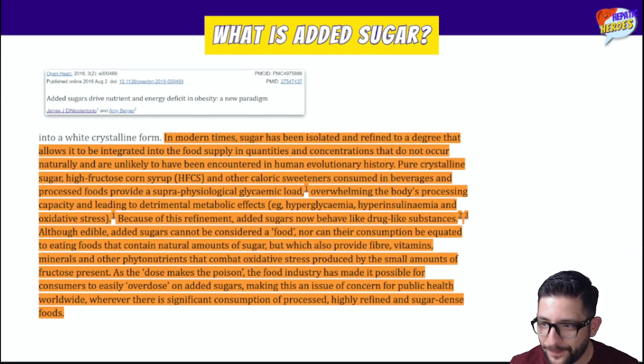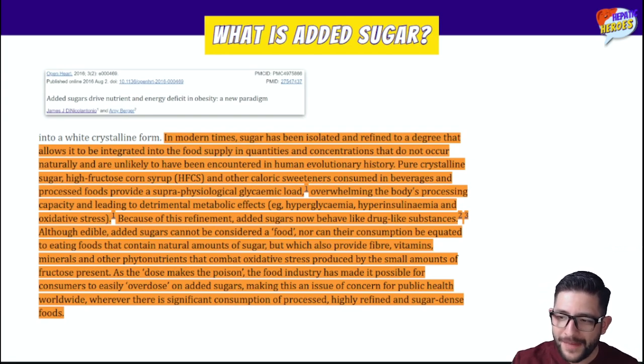Because of this refinement, added sugars now behave like a drug-like substance. Although edible, added sugars cannot be considered a food, nor can their consumption be equated to eating foods that contain natural amounts of sugar, like fruits and vegetables, but which also provide fiber, vitamins, minerals, and other phytonutrients in those fruits and vegetables that combat the oxidative stress that is produced by the small amounts of fructose present.